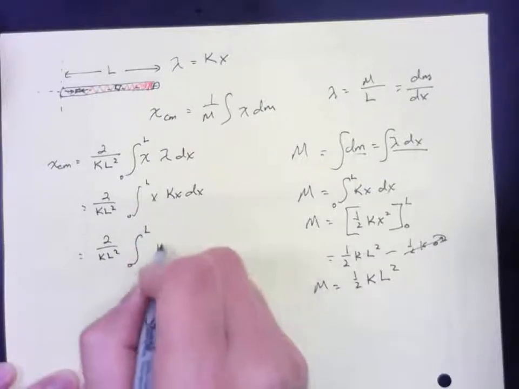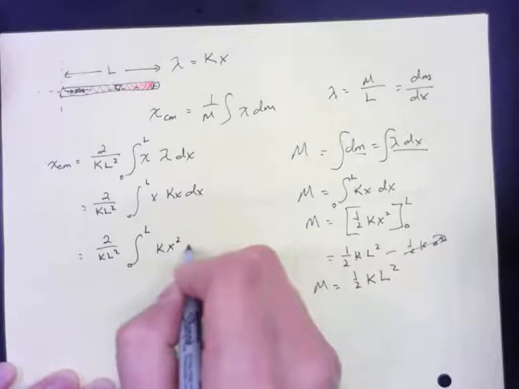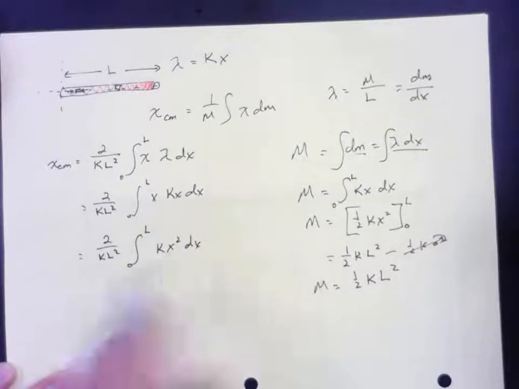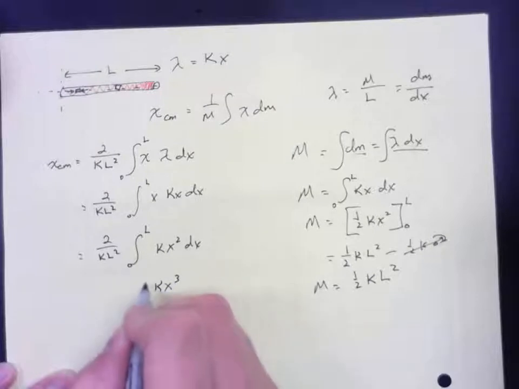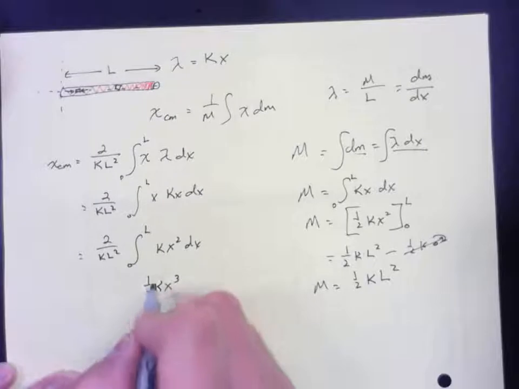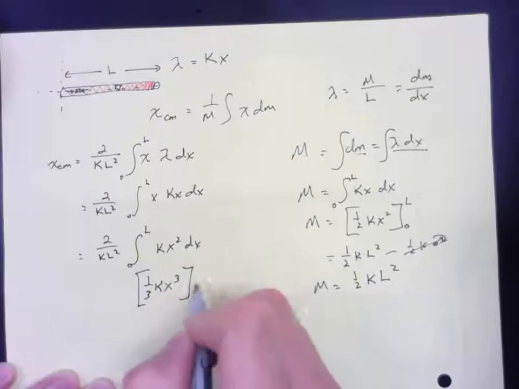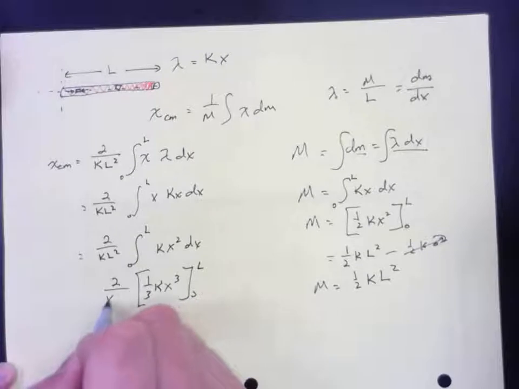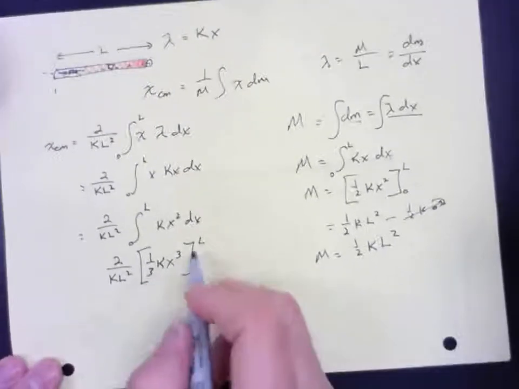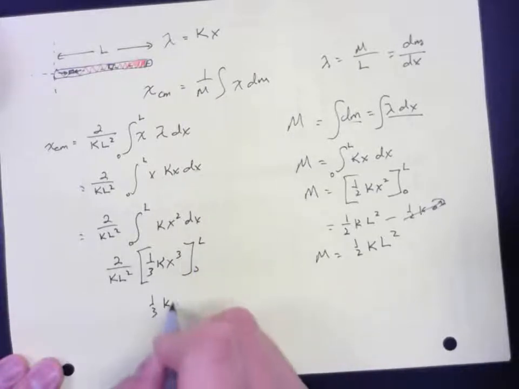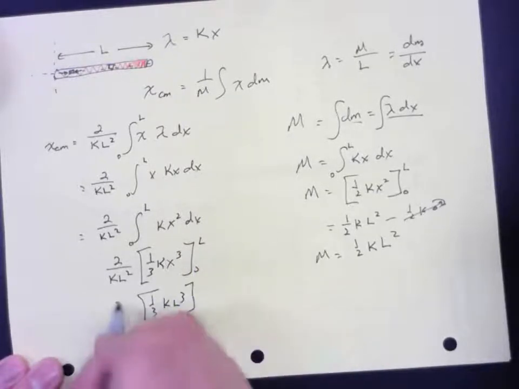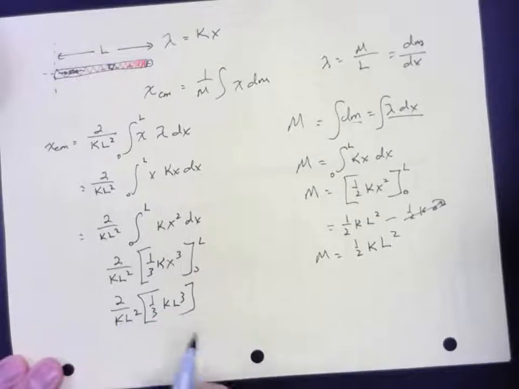do one more multiplication here. So we have this function that we have to take the integral of with respect to x. So here it's x to the third, constant stays there, divided by 1/3, and now this is going to be evaluated between 0 and L times these constants. So of course when you put the 0 in, it goes away, so we're left with 1/3 kL cubed times 2 over kL squared.